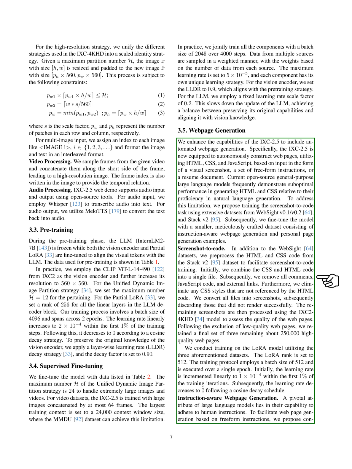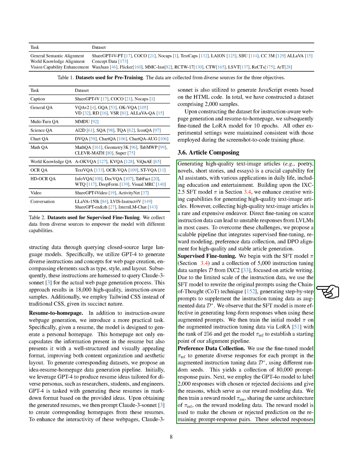Furthermore, we discussed the importance of generating high-quality text-image articles for AI assistants, emphasizing their applications in education and entertainment. To achieve this, we proposed a pipeline that combines supervised fine-tuning, reward modeling, preference data collection, and DPO alignment for stable article generation. By rephrasing prompts using the CoT technique and training models on augmented data, we improved long-form response generation. Through preference data collection and DPO alignment, we refined the model's performance in generating high-quality articles.